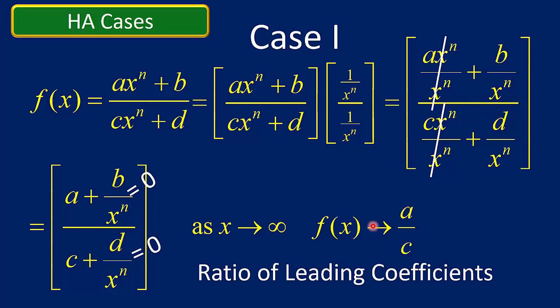So here's case one. If the degree of the top and the degree of the bottom are the same, the horizontal asymptote is the ratio of the leading coefficients. In this case, it's a over c.